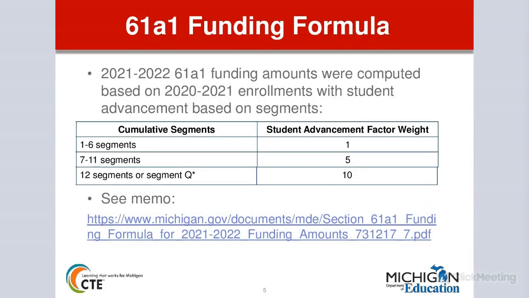Now, the 61A1 funding formula. For 21-22, the 61A1 funding amounts were computed based on the 2020-21 enrollments. This is how they were computed: for 1 to 6 segments, the weight is 1. For 7 to 11 segments, the weight is 5. For 12 segments or segment Q, the weight is 10. This does not change; it is the same way the reporting was done in prior years. If you want more information, you can click on the link here. There is a memo that explains all of that.